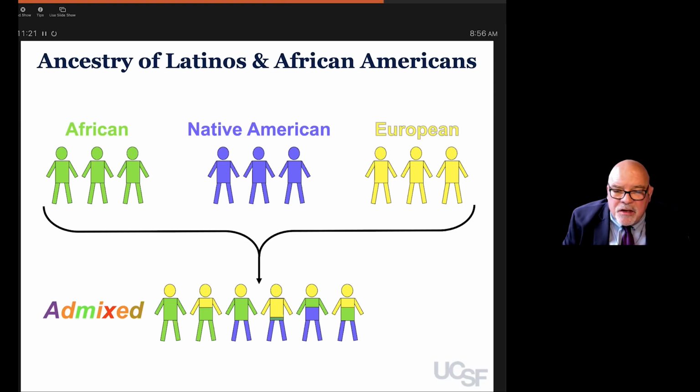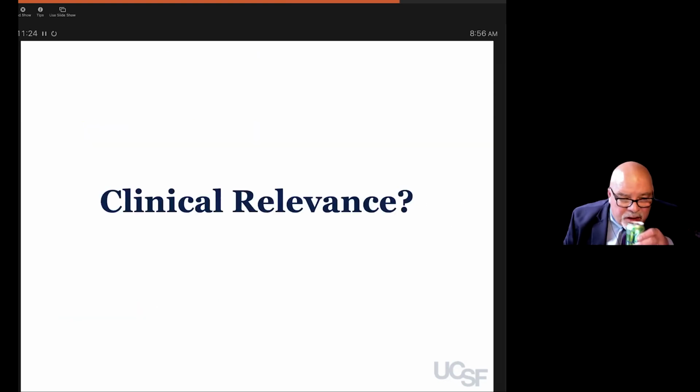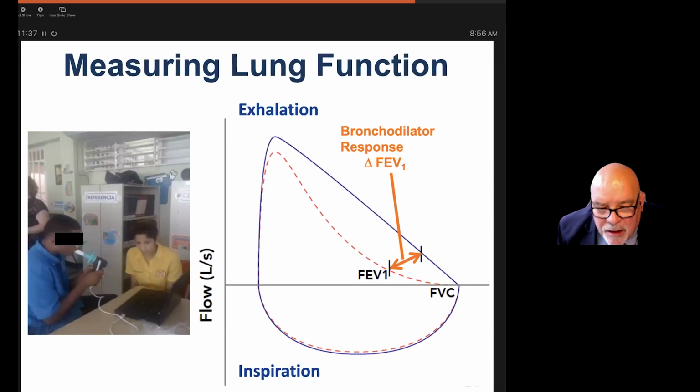Now this is all well and good, but does it have clinical relevance? I am a physician. I'm a physician scientist, and I only care whether or not our work has meaningful clinical relevance. So Professor Roberts had suggested that lung function was used inappropriately to justify slavery. Now, the spirometer was not developed to reinforce slavery. It was developed to measure lung function, and we use it every day worldwide in medicine to measure lung function.